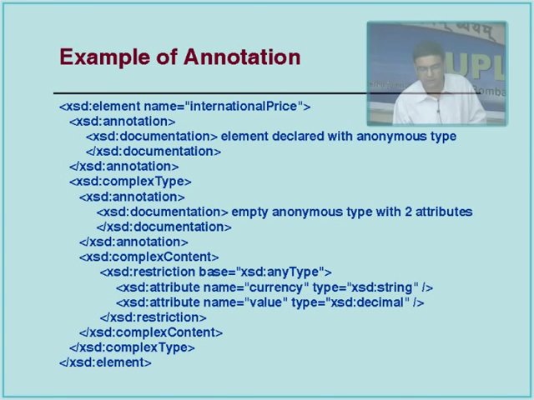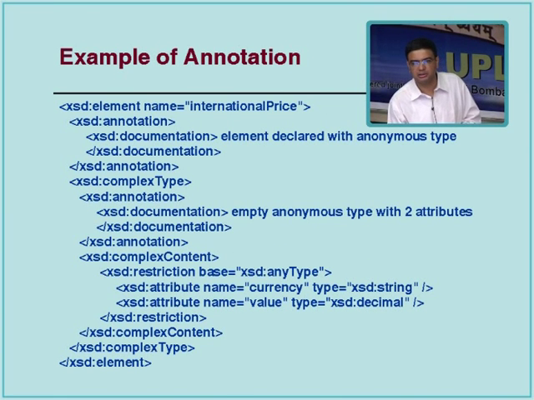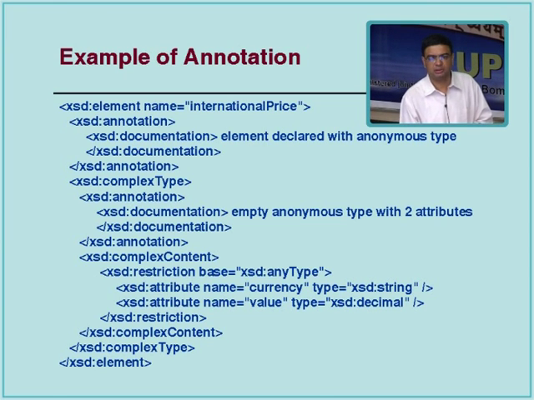CSS kind of annotations and so on for style sheets. So here is an example of a documentation annotation. This is an element that is declared with an anonymous type. This has to be interpreted by a human. The parser will just give this back as documentation and you do whatever you want with that. This is mainly meant for humans to read eventually and do something.